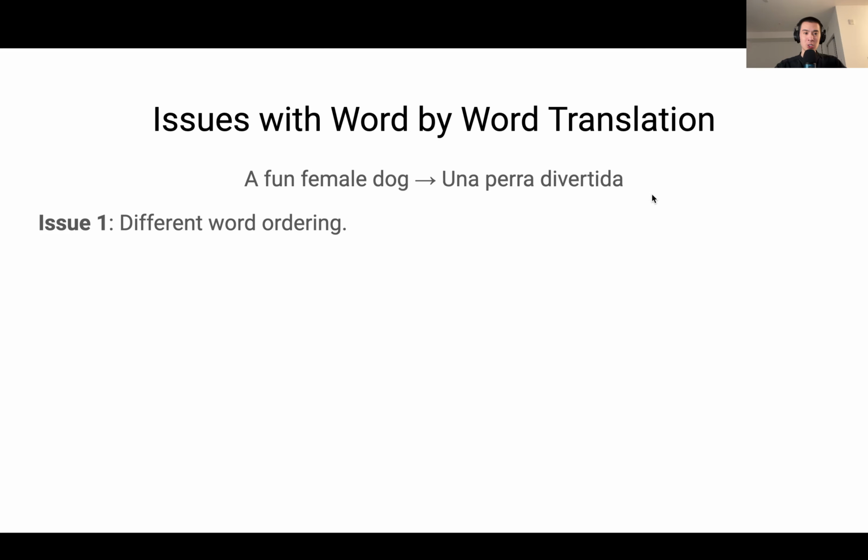Now, the first issue is different word ordering. So in English, "fun" is at the start of the sentence, and in Spanish, "fun" is at the end of the sentence. What's another less obvious issue with word by word translation? Different sentence lengths. So in English, "a fun female dog" is 4 words, and in Spanish, "una perra divertida" is 3 words.